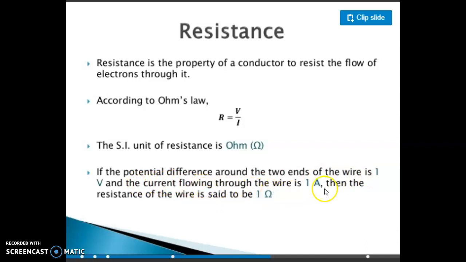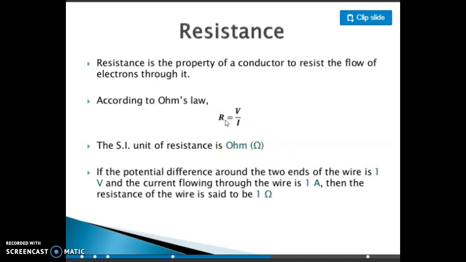the wire is 1 ampere. So if we take voltage as 1 volt and current as 1 ampere, so 1 by 1 will be 1. So resistance automatically will be 1 ohm. So it is the definition of 1 ohm. The potential difference around the two ends of a wire is 1 volt and the current flowing through the wire is 1 ampere. Then the resistance of wire is said to be 1 ohm. So ohm is the unit that we use to measure the resistance.